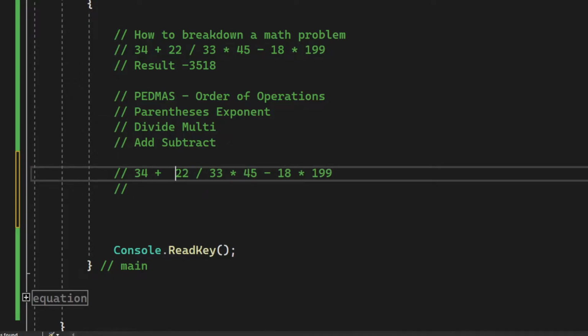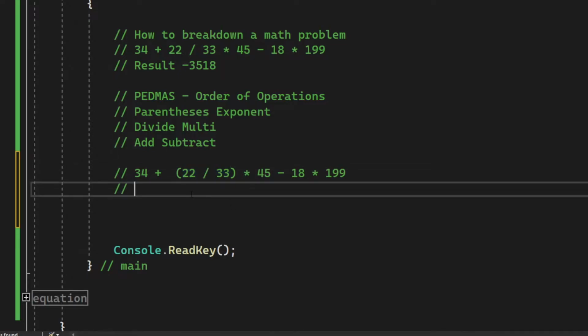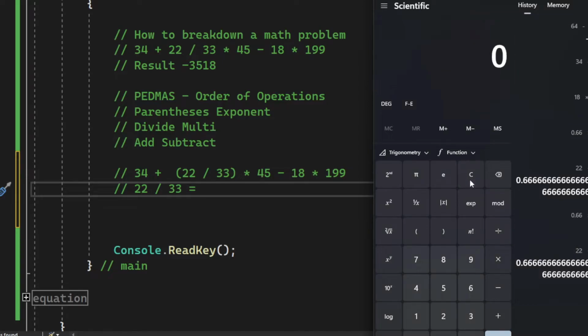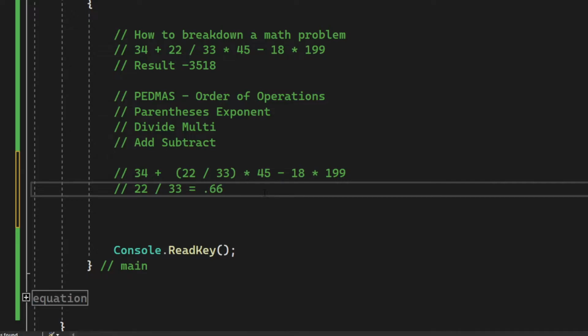So I'm actually going to wrap this in parentheses to demonstrate this is the only part I'm focusing on. I'm going to copy and paste this here. It's 22 divided by 33. And let's find our result. I'm going to bust out the calculator. You may even see I have some math already going here. I'm going to do 22 divided by 33. We see that it gets a result of 0.66. So I'm just going to put that down here. 0.66. Fantastic. That's our first result. And I'm going to put first here.